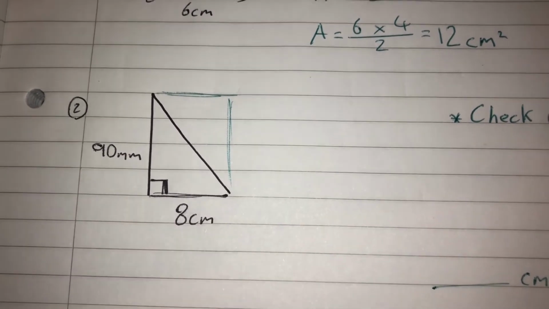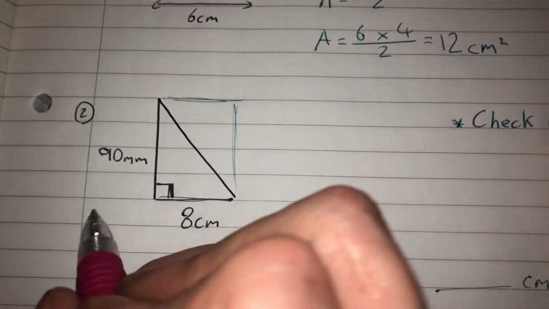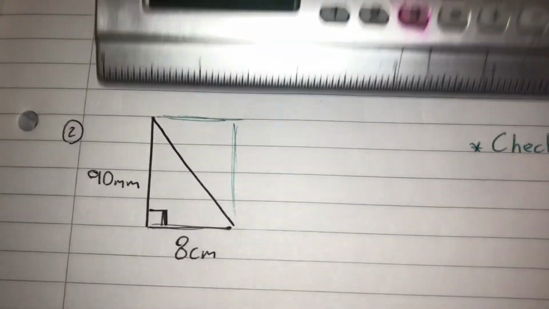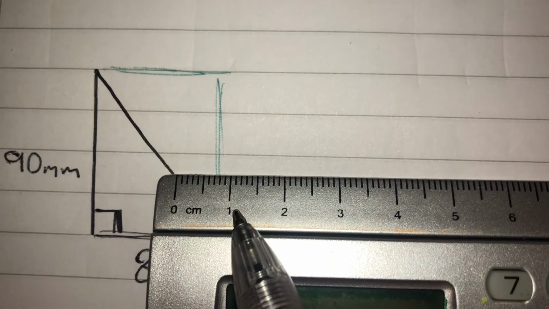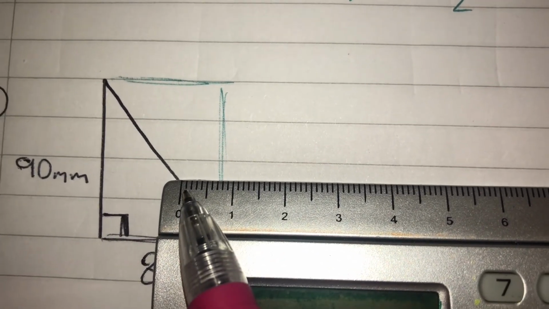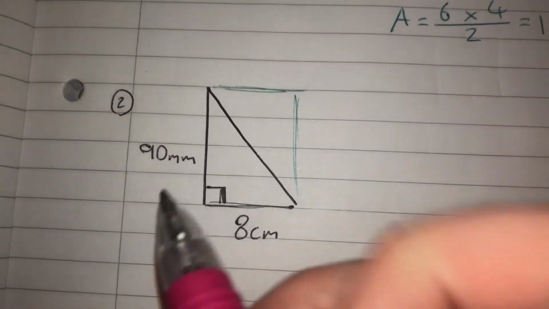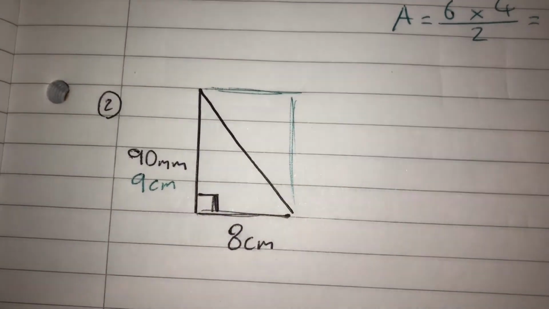Now, I will do a separate video in terms of our metric and imperial units, but for now I will just explain that there are 10 millimetres in a centimetre. If you ever get confused on that, if you look at a ruler, from here to here is 1 centimetre. These little small increments are millimetres, so you can see there's 10 millimetres in 1 centimetre. So 90 millimetres is 9 centimetres. I just divided that by 10 to change it.